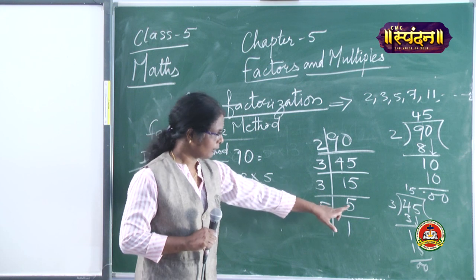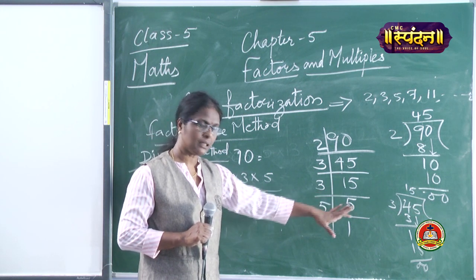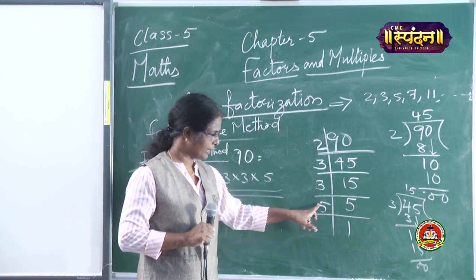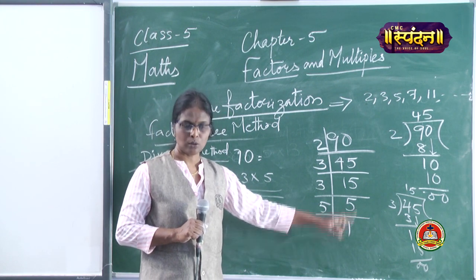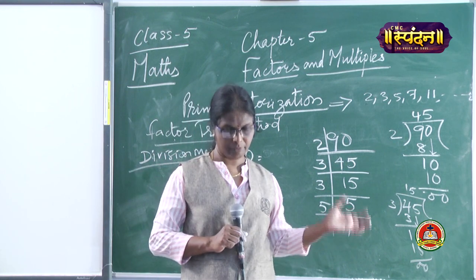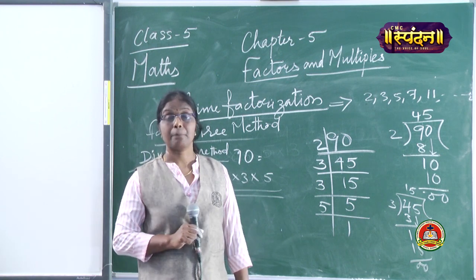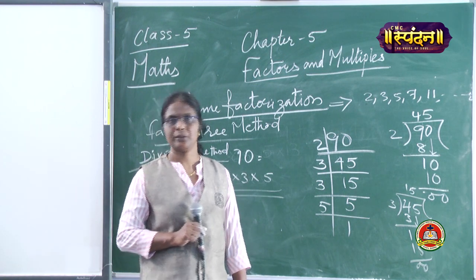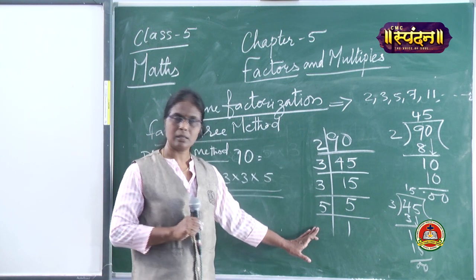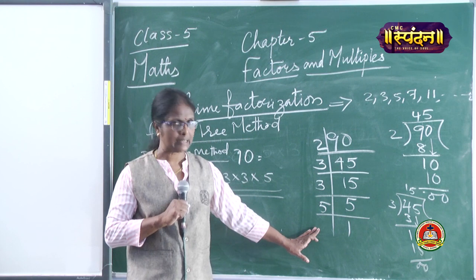You have seen here, you have got the number 5. 5 is a prime number. It is not divisible by any other number other than 5. That's why 5 divided by 5 is 1. So in the division method, we divide repeatedly by prime numbers until we get a prime number as the quotient. This method is called finding the prime factorization by division method.